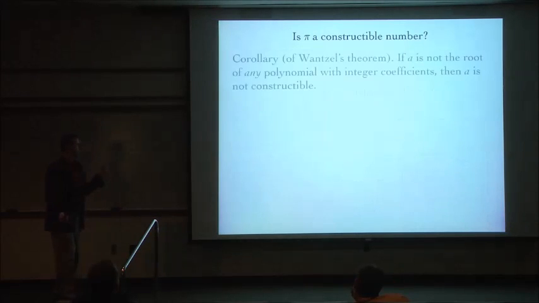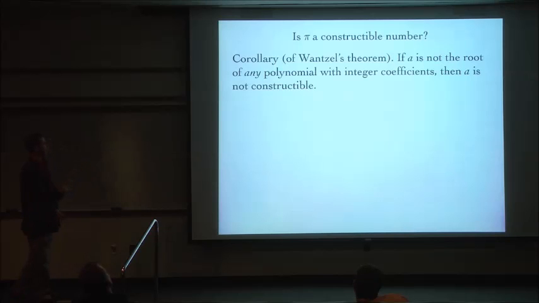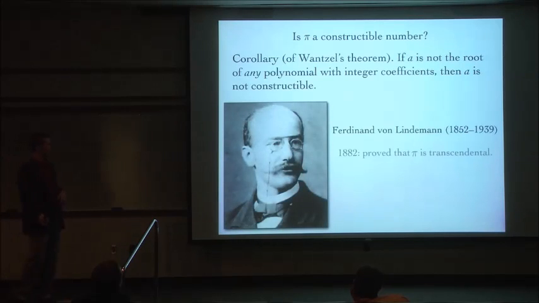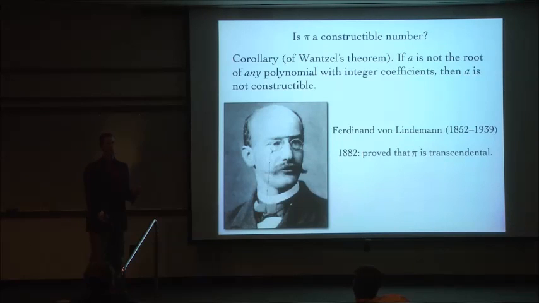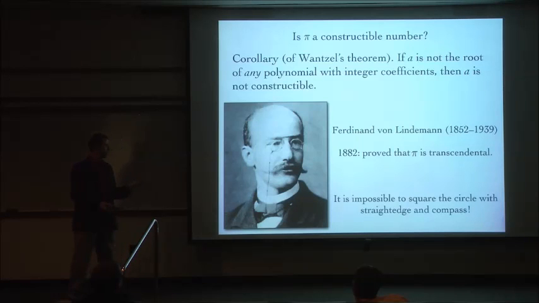And so finally, the problem was solved by noticing that if your number is not the root of any polynomial, then your number is not constructible. And that's called a transcendental number. And in 1882, Lindemann proved that pi was transcendental. It's not the root of any polynomial, therefore it's not the root of a polynomial where the degree is a power of 2, and therefore it's not constructible, therefore it's impossible to square the circle with compass and straight edge.